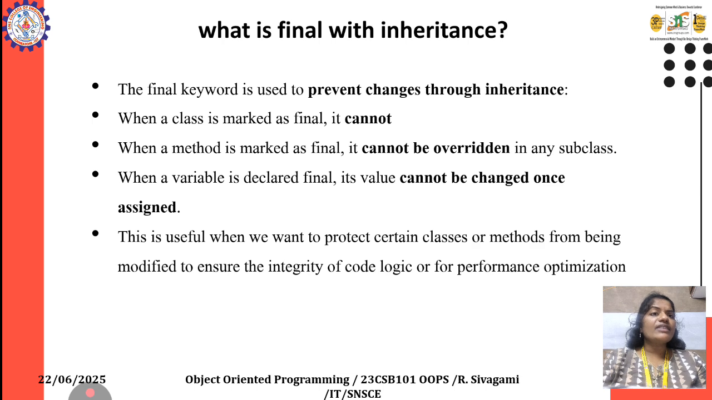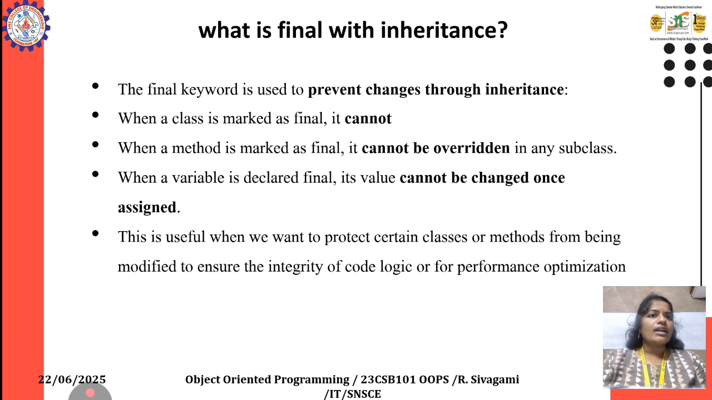The final keyword is used to prevent changes through inheritance. When a class is marked as final, it cannot be changed. When a method is marked as final, it cannot be overridden. When a variable is marked as final, it cannot be changed once again. That means final is a fixed one. We cannot change it. We cannot inherit.